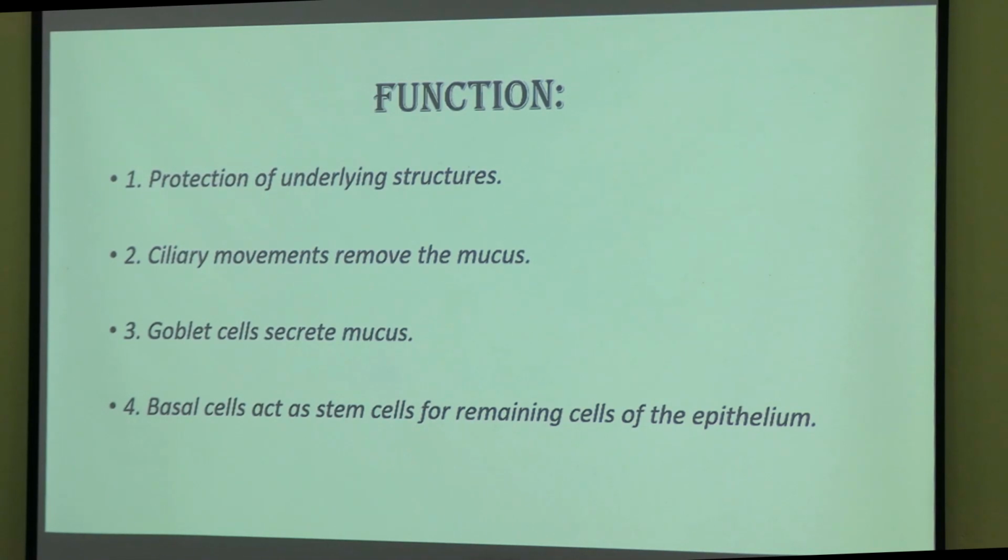Function: protection of underlying structure. Obviously, ciliary movements remove the mucus. Goblet cells, I told you already, secrete mucus, and basal cells act as stem cells for remaining cells of the epithelium.